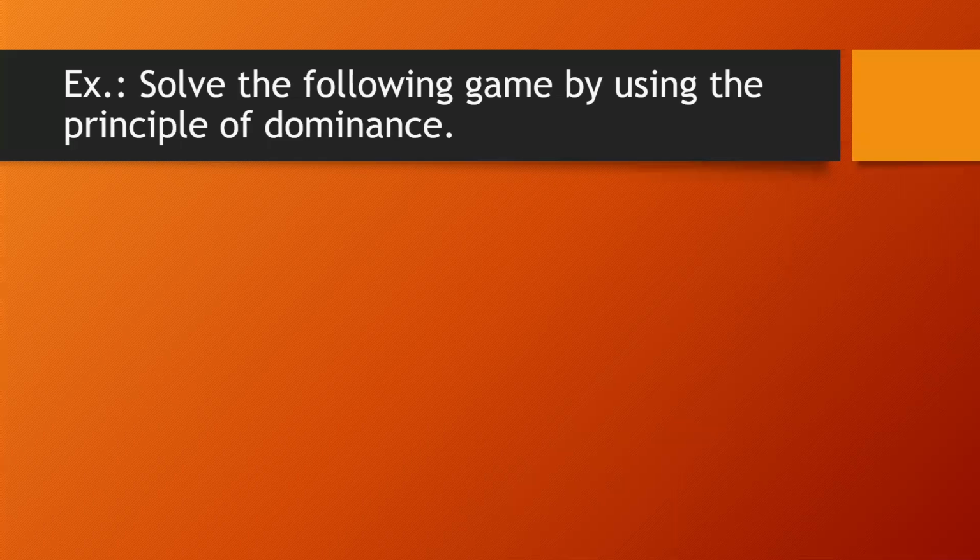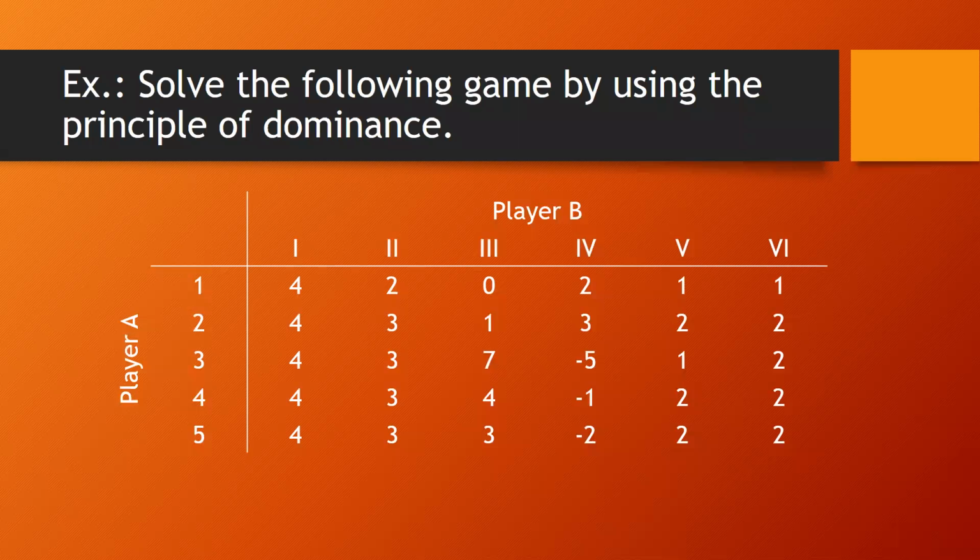So we have this game here. We have two players, player A and player B. Player A has 5 strategies, 1, 2, 3, 4, 5 in numeric values, and player B has 6 strategies, in Roman numbers, and the payoffs are given to you. As you know, the first step would be to find the row minima and the column maxima, find the maximin and the minimax, and check whether we are able to get the saddle point.